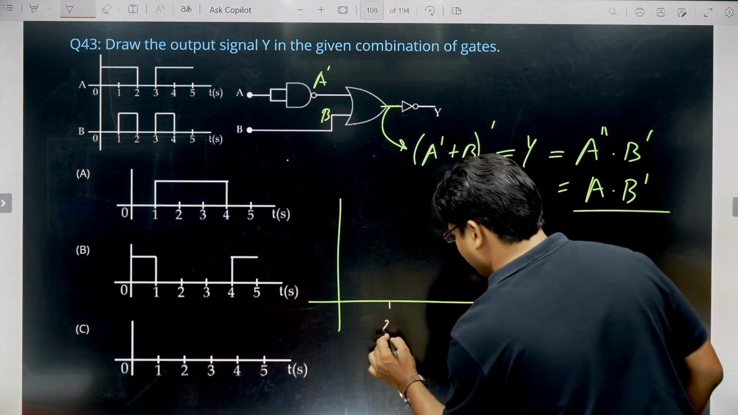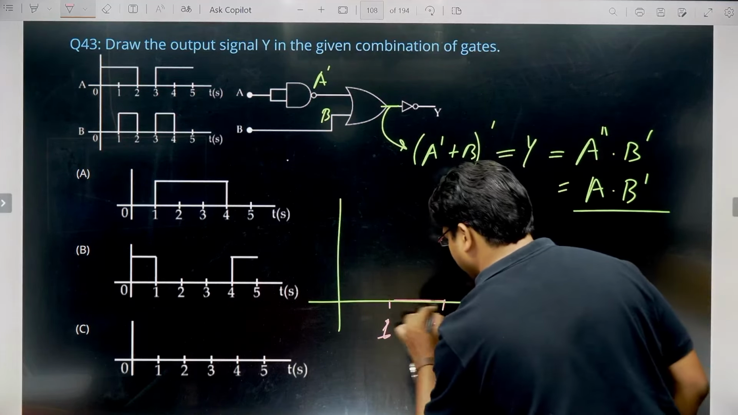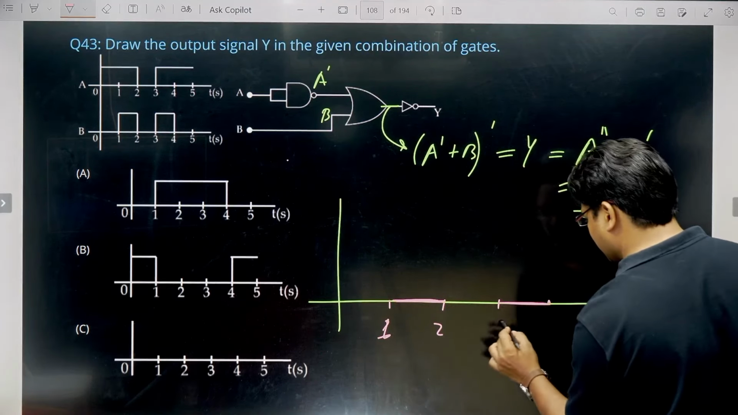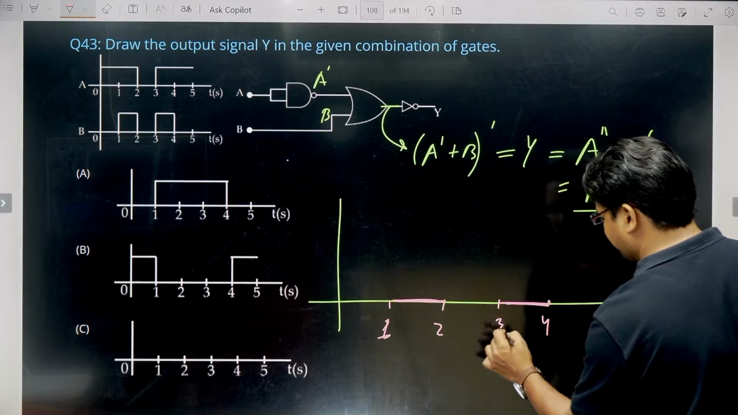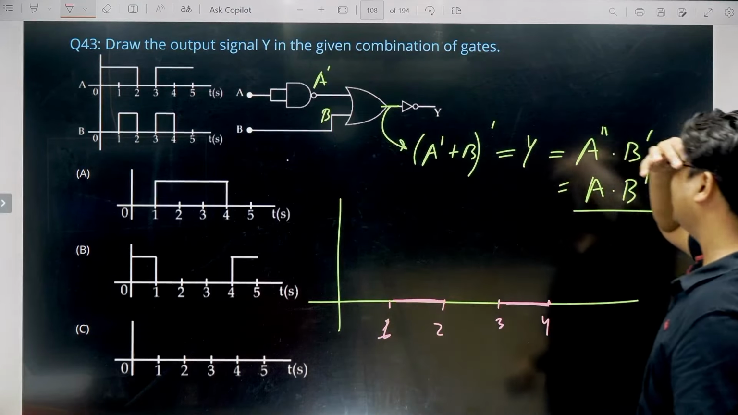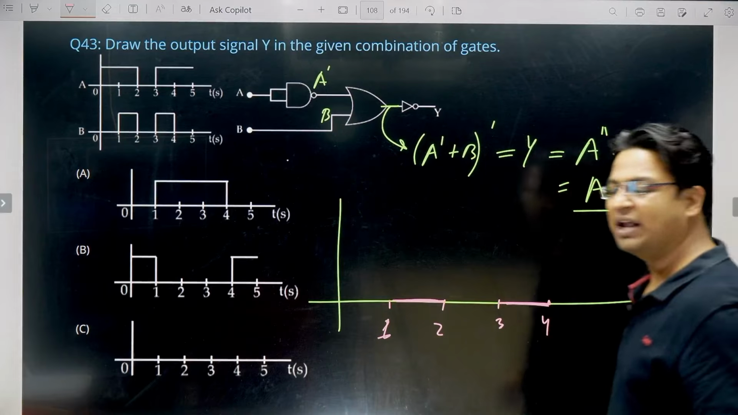So between 1 and 2, I'm surely getting a 0. Between 3 and 4 also, I'm surely getting a 0. This is because of B. Because B was 1, so B complement was 0. Now wherever A was 0, again I'm going to get a 0.